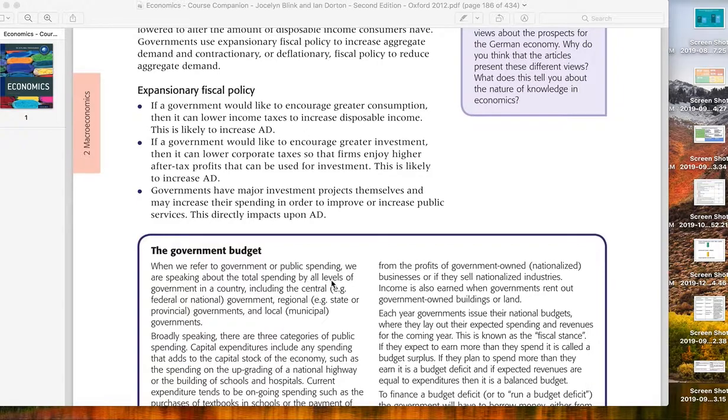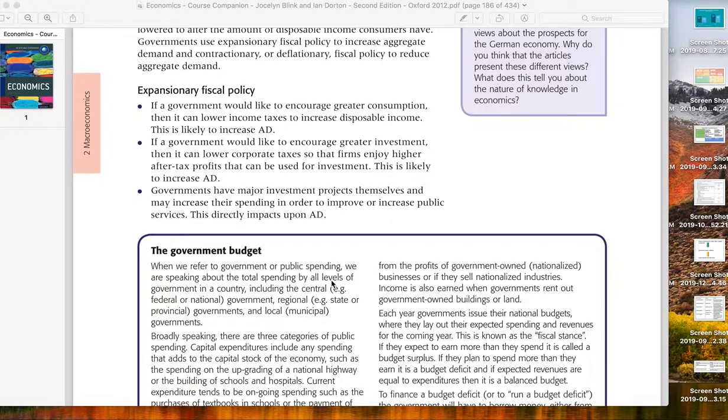Consumption is on the income side, because your consumers get charged income tax. They would lower corporate tax because the investment is on the company side. The more profits they have, the more likely they can then spend, because they're being taxed less. That increases aggregate demand. Governments have major investment projects themselves and might increase spending for that.